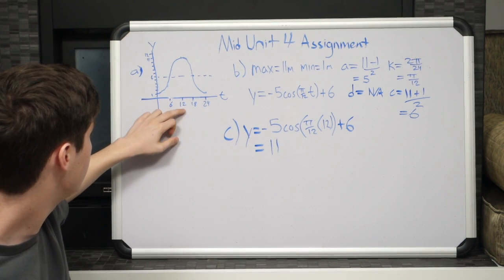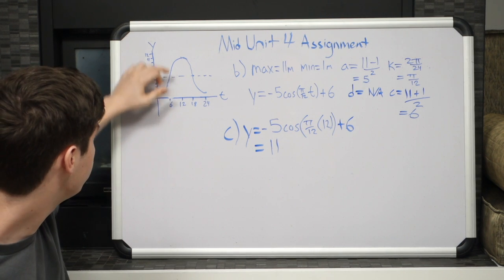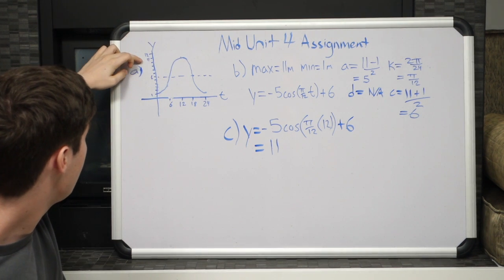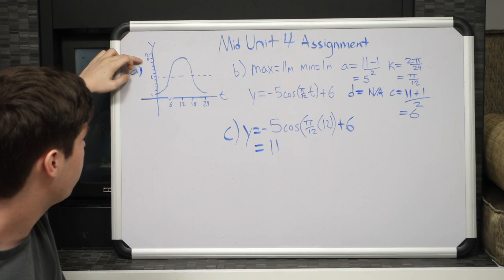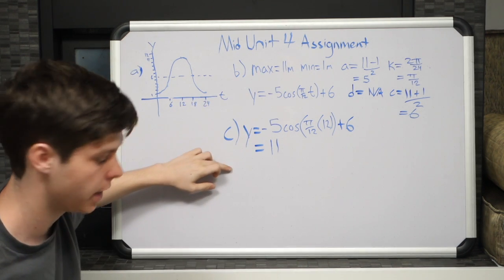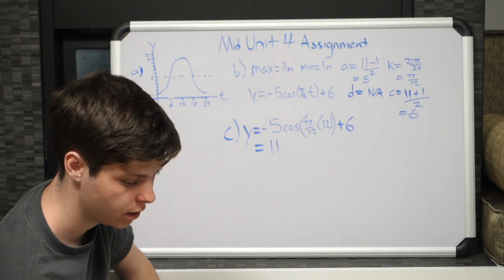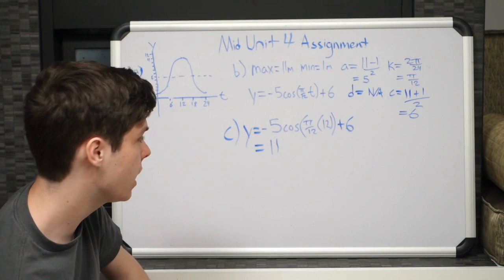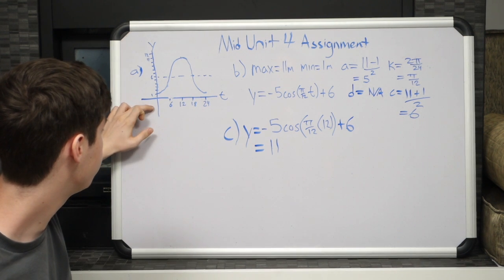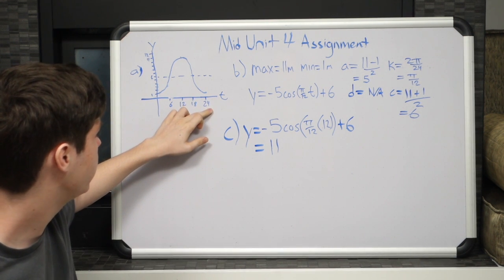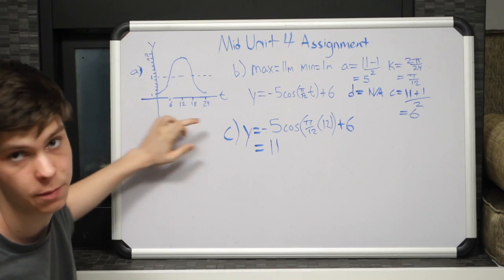Because 12 is halfway through the ride, and that's when you would be at the top of a Ferris wheel. And at the top, as we said before, the maximum is 11, so that makes sense. And two more values that would provide a good check could be either 0 or 24, because that's when we'd expect it to equal 1 for both of those.